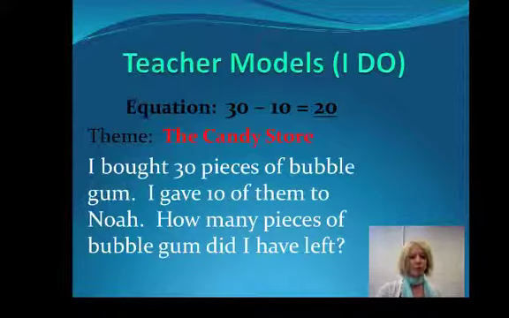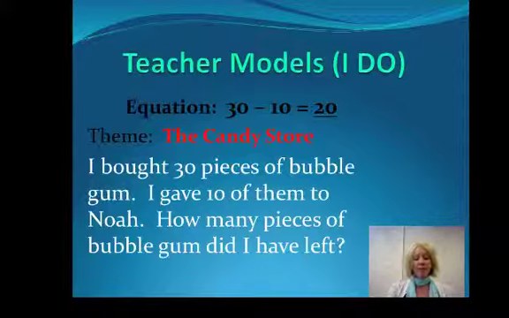So on the chart paper, I write, I bought 30 pieces of bubble gum. I gave 10 of them to Noah. How many pieces of bubble gum did I have left? Okay, that's my problem. Let's see. Show me those 30 pieces of bubble gum. So they put their hand out. I had 30 pieces of bubble gum. I gave 10 to Noah. So I have them incorporate that take from strategy that we learned for the Power Teach action.